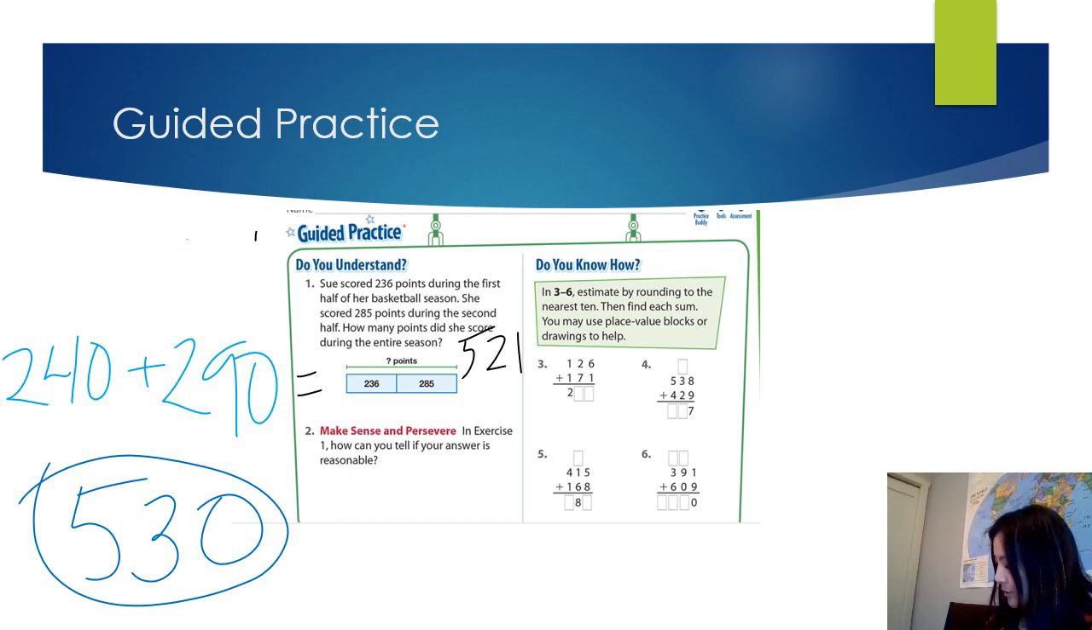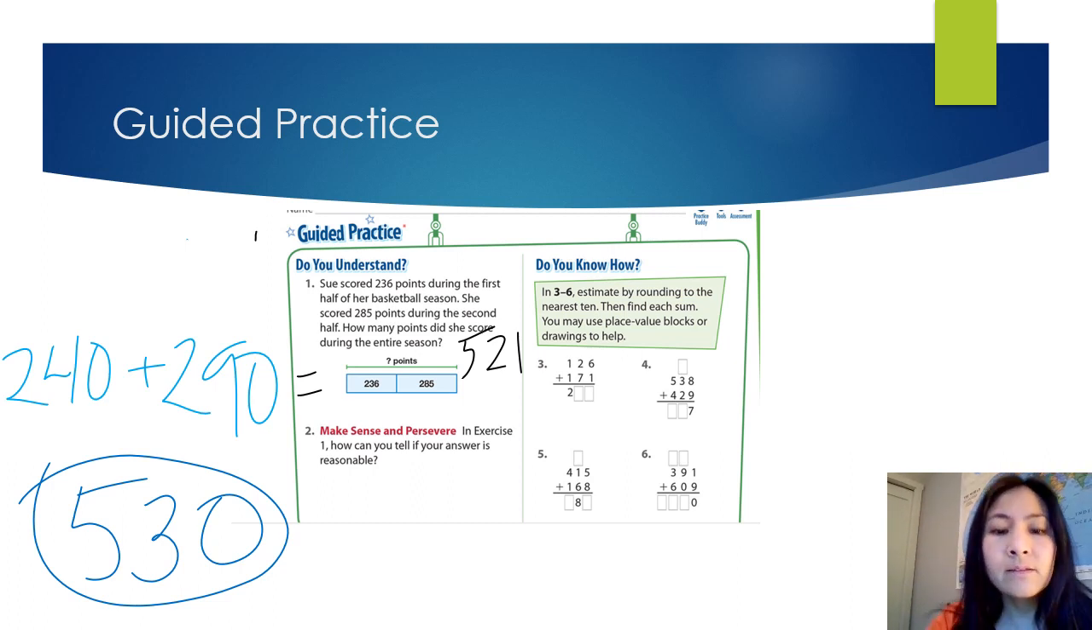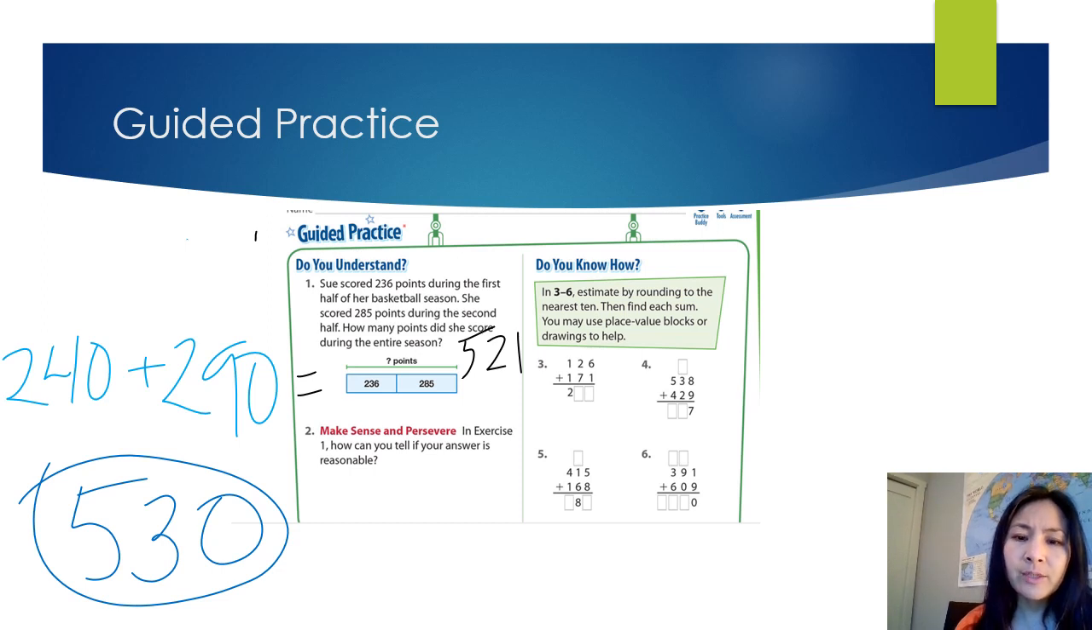And so what we could do is we could round 236 and 285 to 240 and 290. And we could have rounded to the nearest 100, just the same. And the estimate would have also been close to 521. Okay.